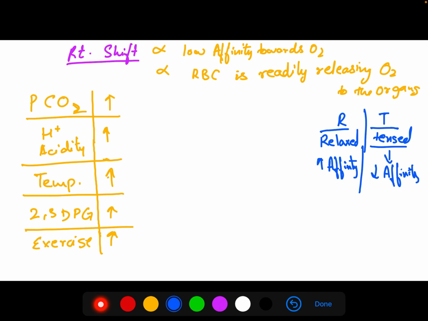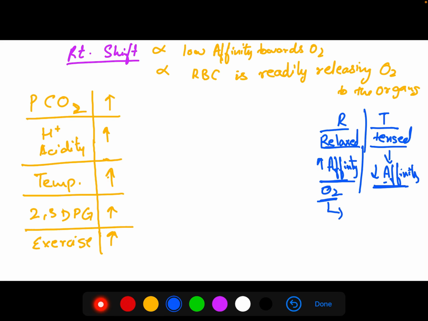So whenever there is a tense situation, or your tissue needs oxygen, or you are in some kind of activity, the RBC should decrease its affinity for oxygen so that the tissue gets oxygen. And similarly, in a relaxed state, when there is not much oxygen needed in our tissues, the RBC will hold the oxygen. And why does it hold? It holds the oxygen for further tense states.